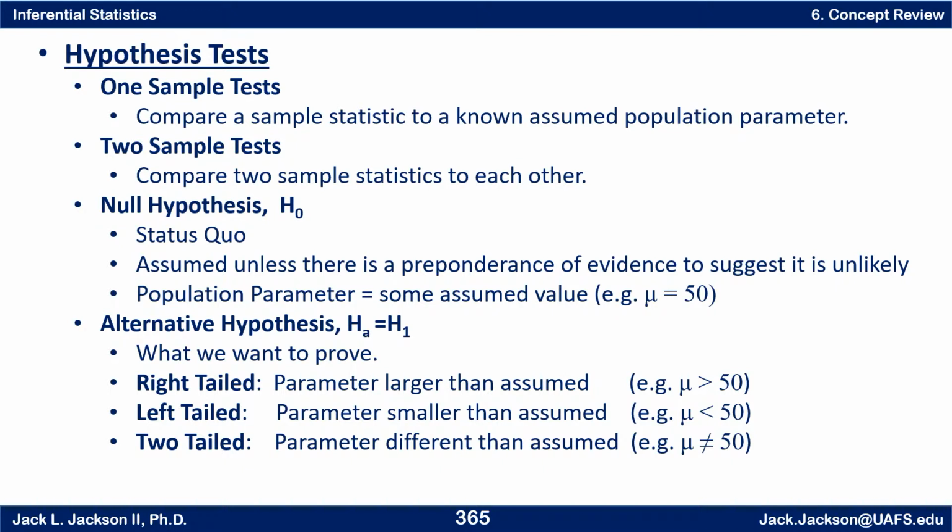A one sample hypothesis test compares a sample statistic to a known assumed population parameter. Two sample tests, with two independent samples, compare two sample statistics to each other. Remember that before and after data, or paired data, sometimes said to be dependent samples, is not really two samples at all. It's actually one sample of ordered pairs, and what we do is find the difference in those coordinates, the two elements of the ordered pair, and have one sample of differences.